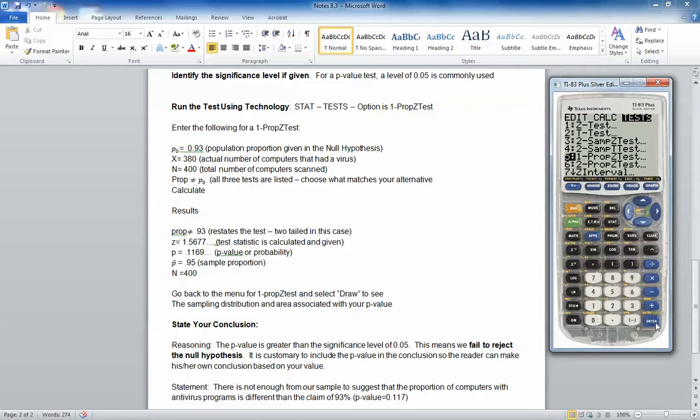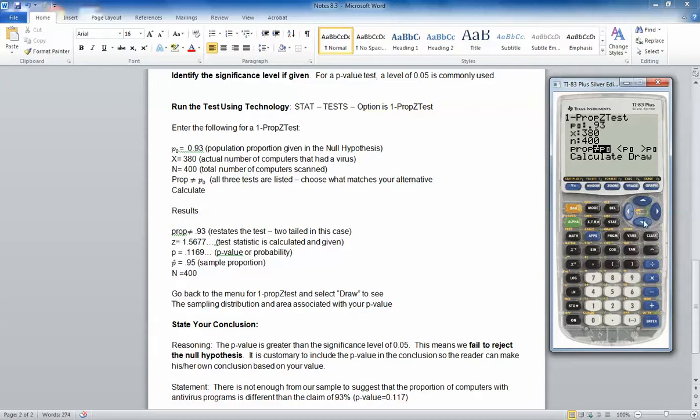Select option 5, and then it will ask you for the prompt. It wants the population proportion, the null hypothesis, that's p with a subscript 0. We think that the population proportion is 0.93. They're asking for the x value. The x value, in our sample, is the number of computers that had a virus in our sample. So we put in the population proportion that we're testing against, and now we put in our sample data. There were 380 out of N 400 computers that had the antivirus.